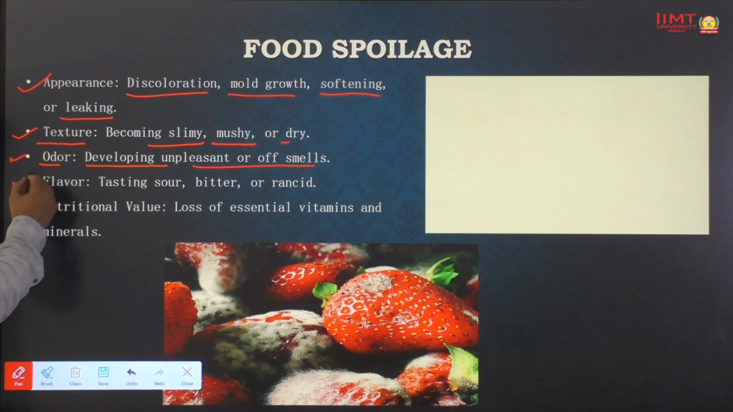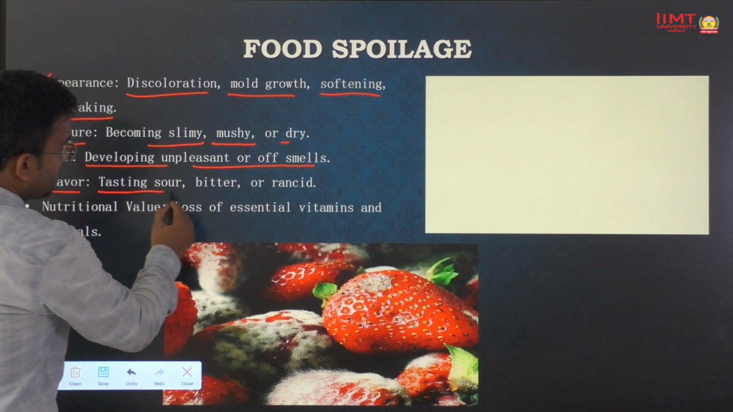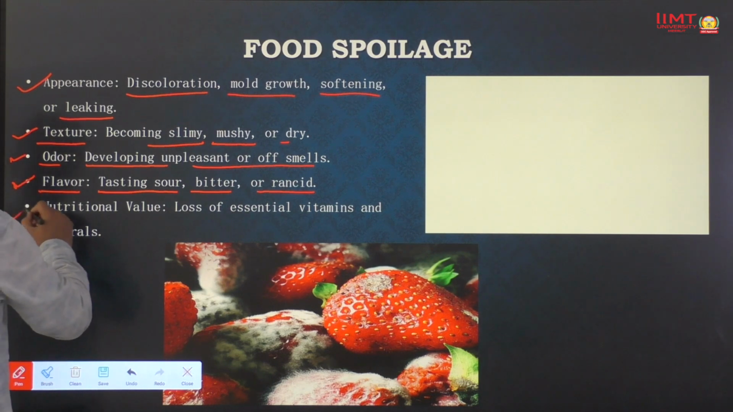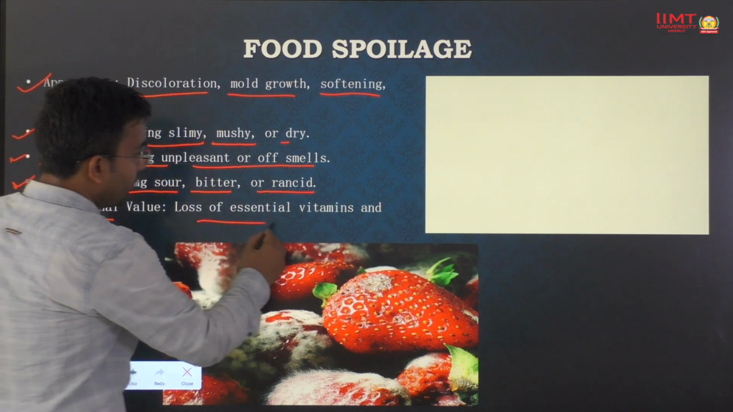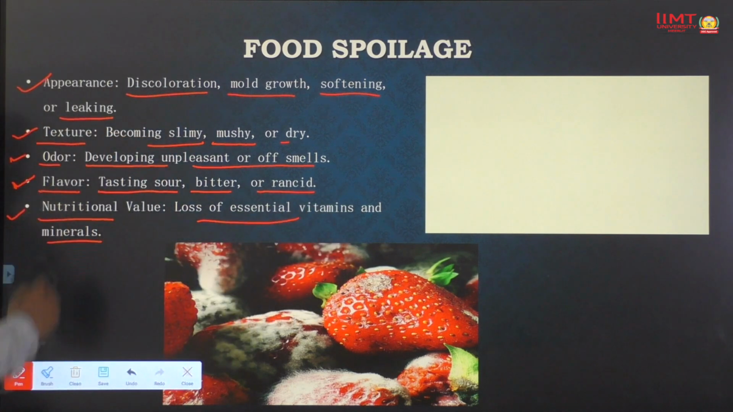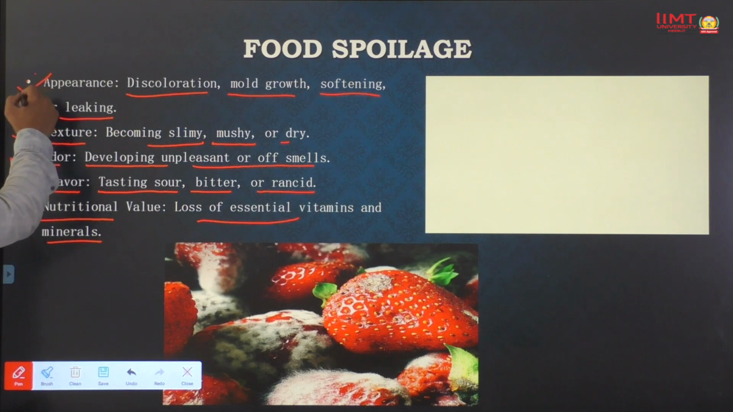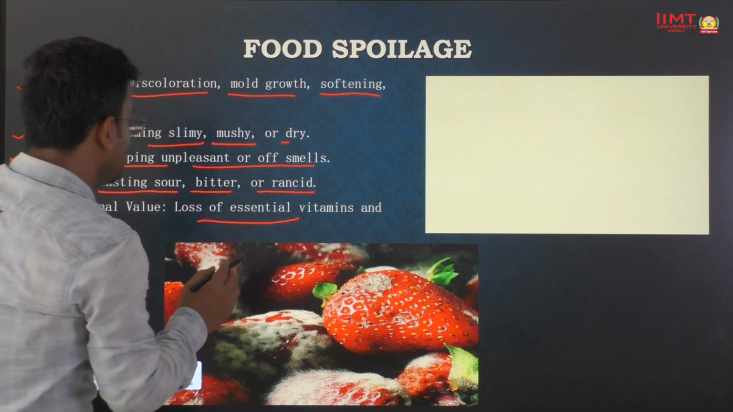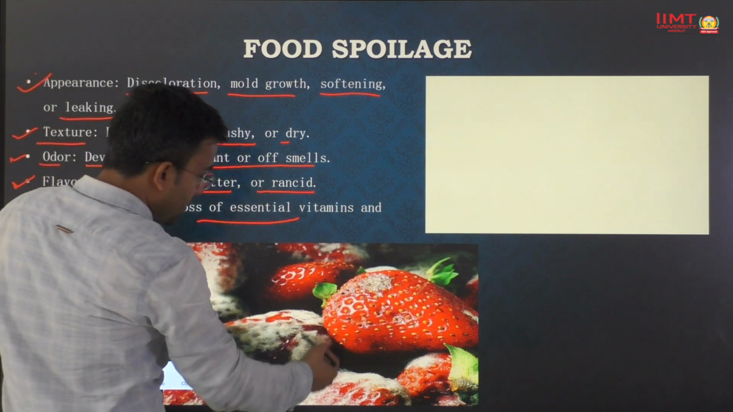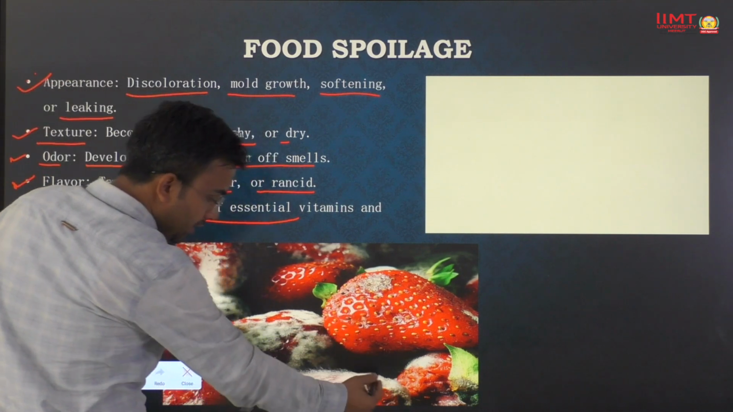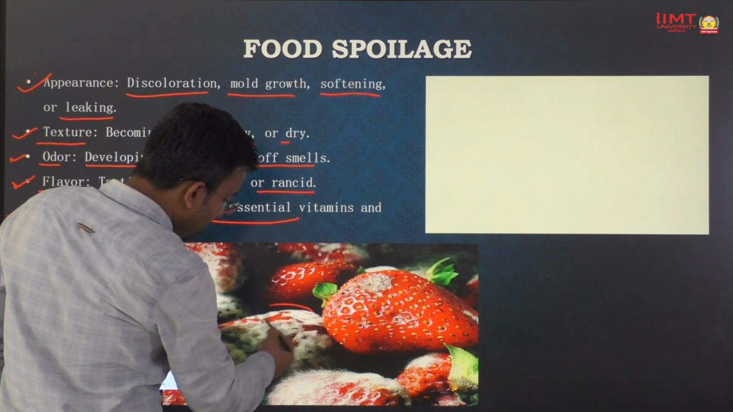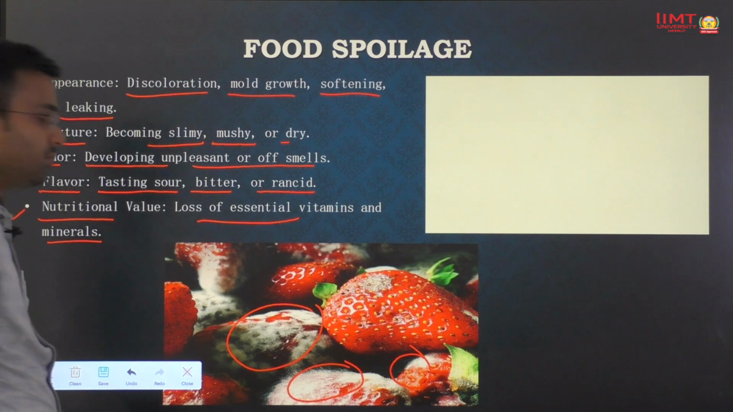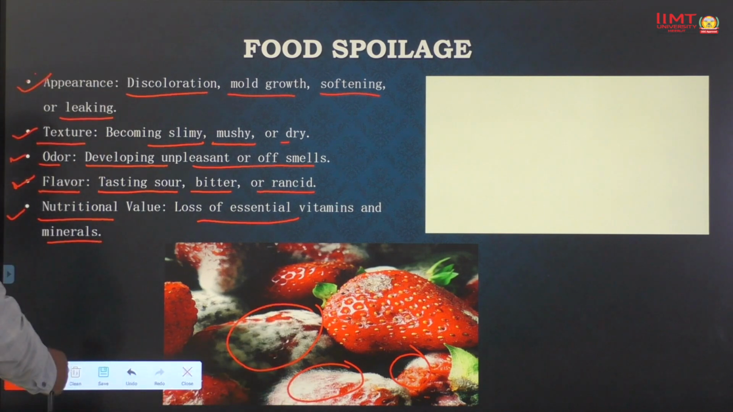The next parameter is flavor, tasting sour, bitter and rancid. And the fourth is nutritional value, loss of initial vitamins and minerals. So these are parameters which can identify food spoilage in a food product. Here we see fresh fruit affected by bacteria, yeast and mold; such kinds of microbes infect the fruits.